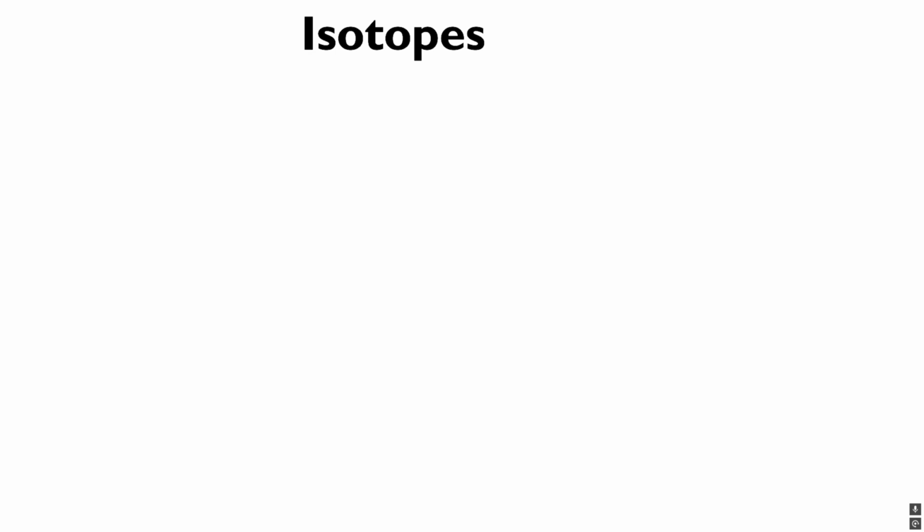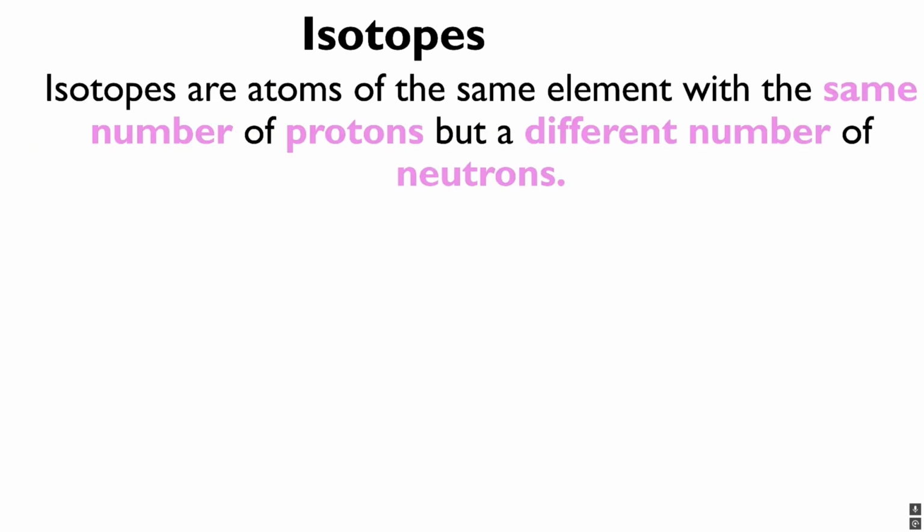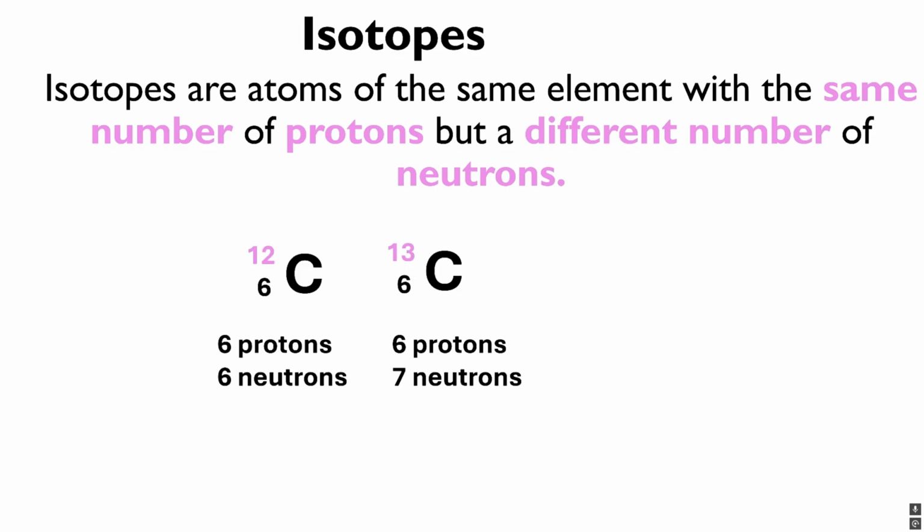What are isotopes? Isotopes are atoms of the same element with the same number of protons and therefore electrons, but a different number of neutrons. Here are some examples. Carbon 12, carbon 13, carbon 14. They're still all carbon, they're all the same element with the same number of protons, 6, but a different number of neutrons and therefore different mass numbers.